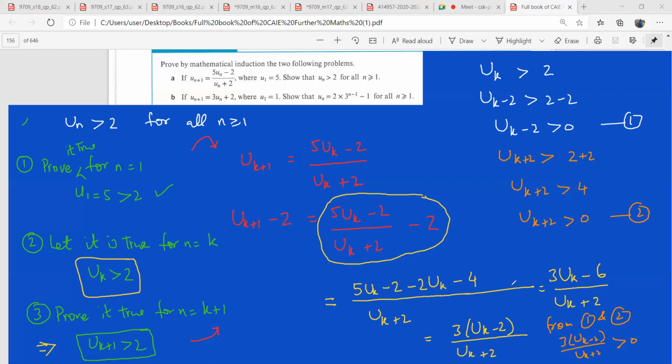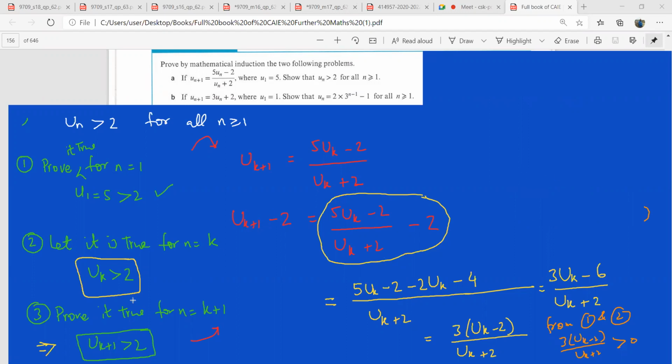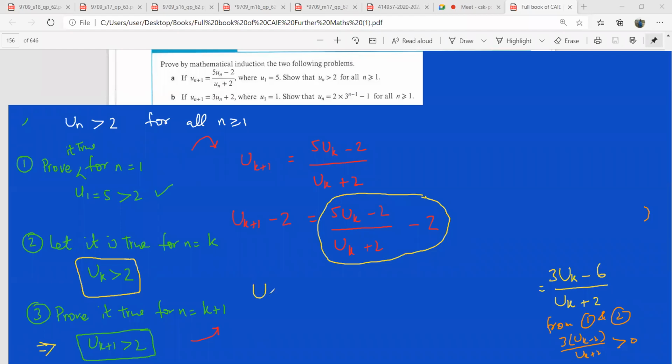Yes, sir. Okay. So now I'm going to cover this area because I have to write the conclusion now. We should have space to write under this. After having proved all of this, I'll write that uk plus 1 minus 2 is going to be positive, and then uk plus 1 is more than 2. So we have proved that this is true for n equal to k plus 1 as well.